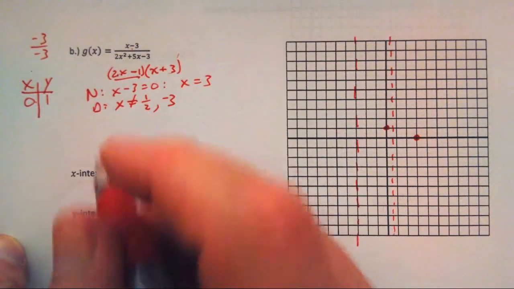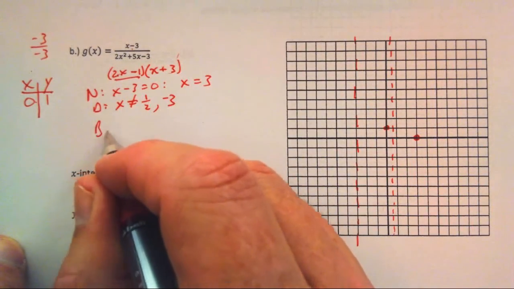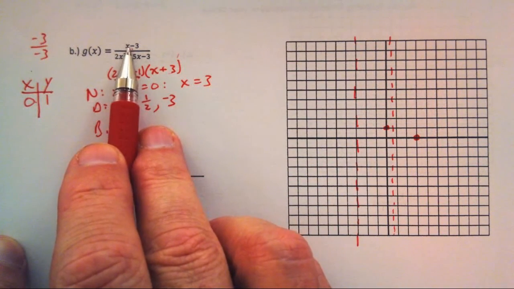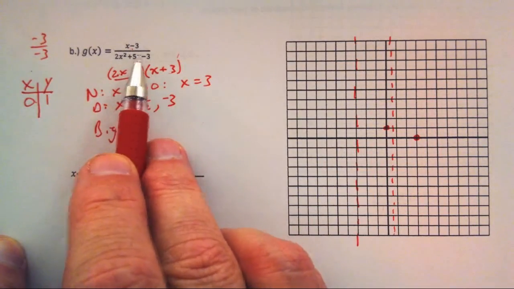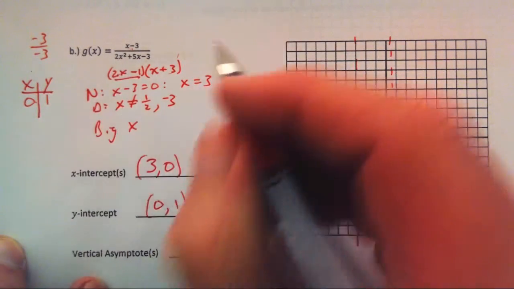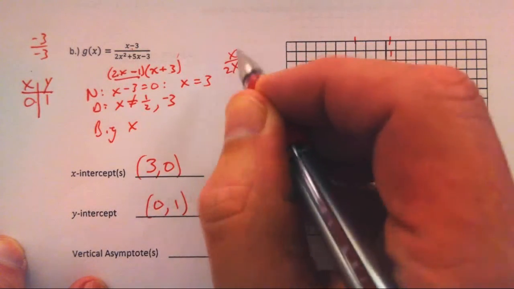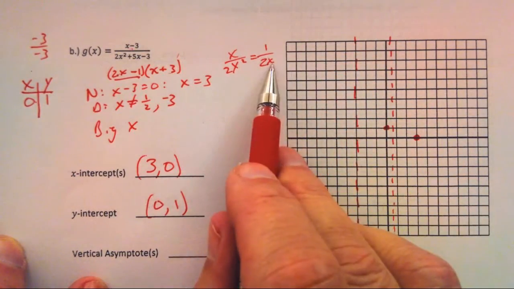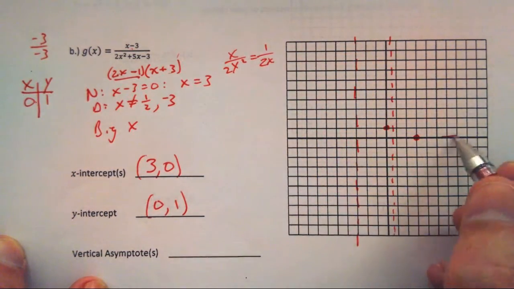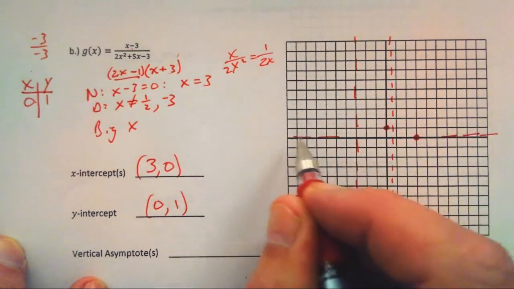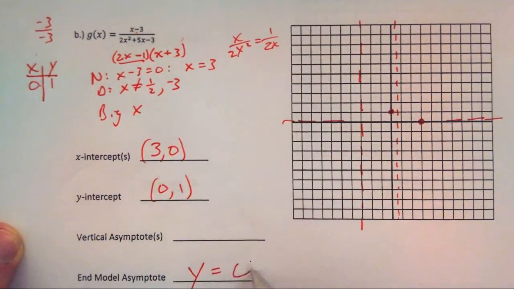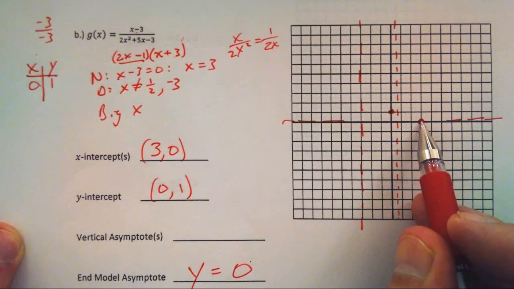So let's go with our big x test. When x gets huge, the negative 3 doesn't matter much, the 5x doesn't matter, the negative 3 doesn't matter much, and I get x over 2x squared, which wants to look like 1 over 2x. As x gets huge, I get 1 divided by a billion. As x gets big, I'm getting pulled into 0. My horizontal asymptote, my end model behavior, is y equals 0. Once again, we're on an asymptote here.